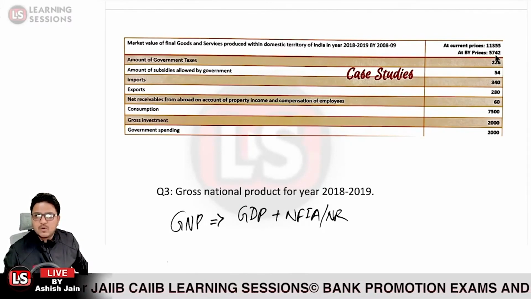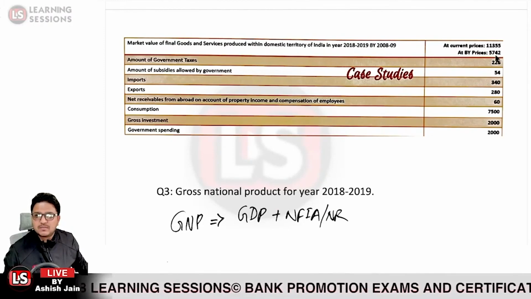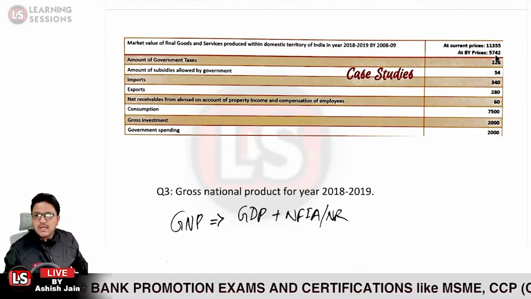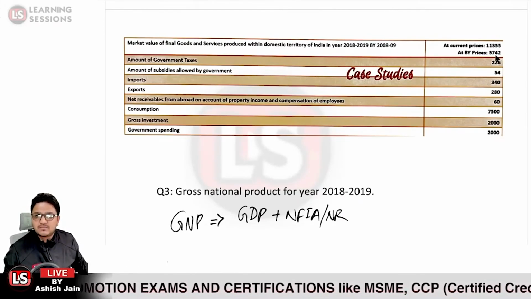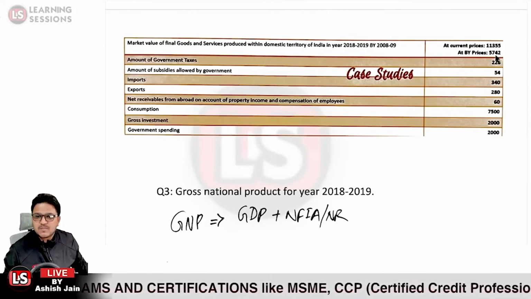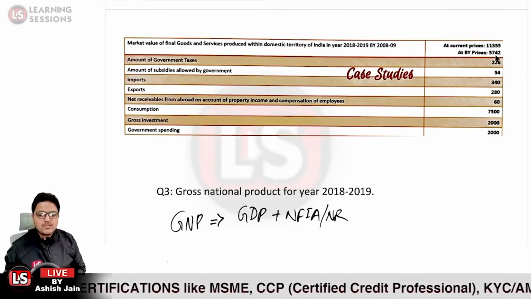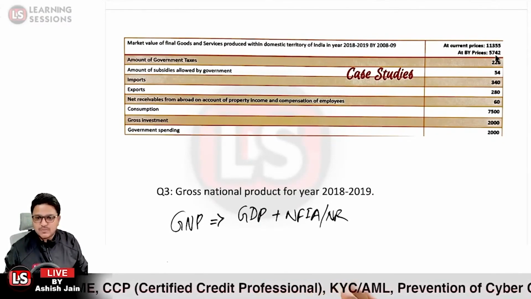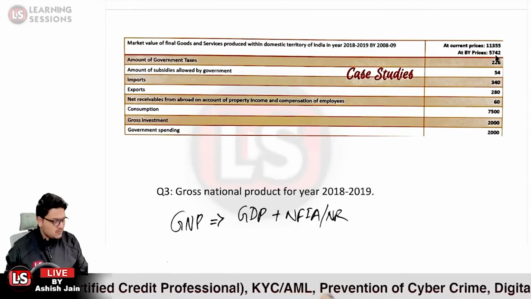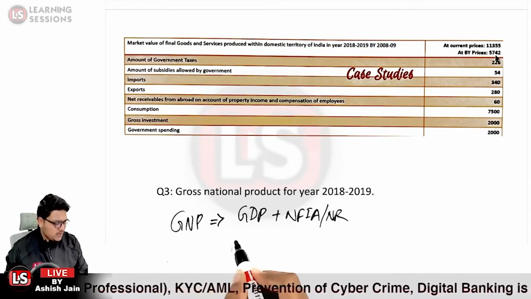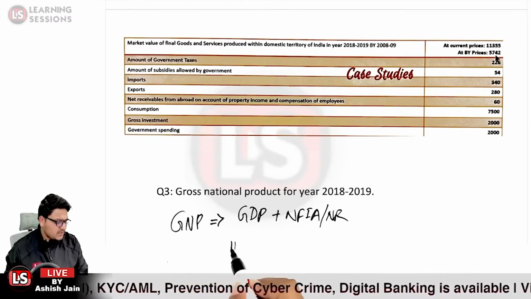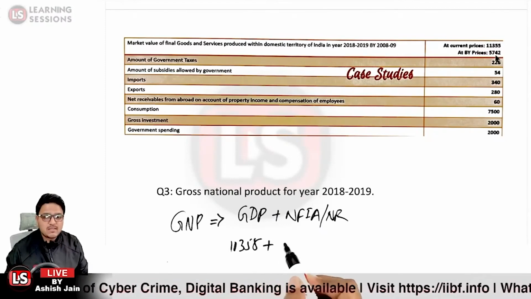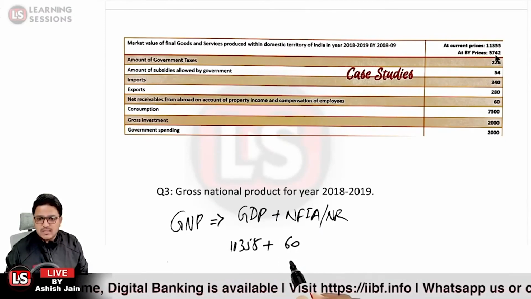We need to calculate question number 3 over here, that is the gross national product for the year 2018 and 19. So it is GDP plus NFIA. GDP is basically 11355, plus NFIA, which is given to be 60 over here.